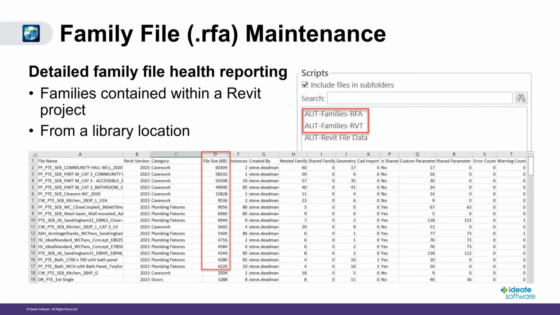So let's say you have a list of families that you want to export detailed information about, and these families can either live in the Revit model or in a library location. Then you're able to get the file name, the Revit version, all the categories, the file size, instances created by nested families, and all these other parameters that you see on the screen. And this list is always growing. It came in from a lot of our customers' feedback on what information they track regarding their families, and that's what we have.